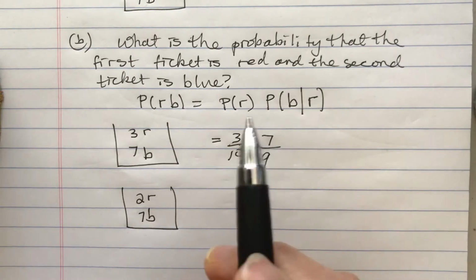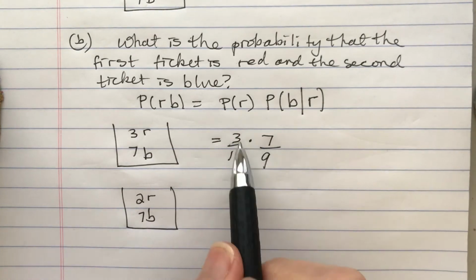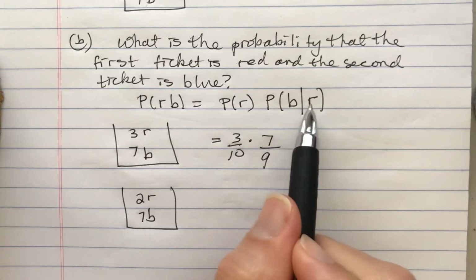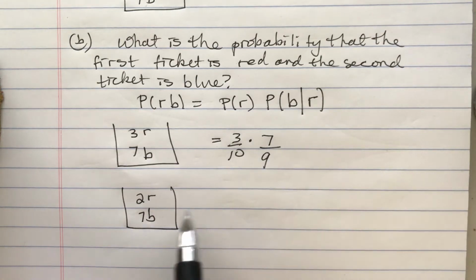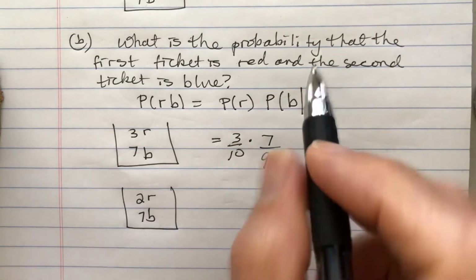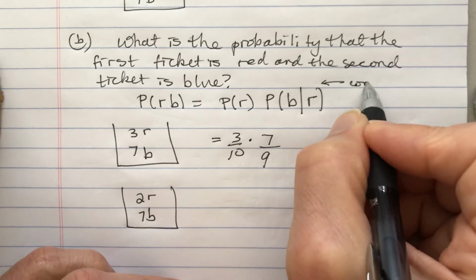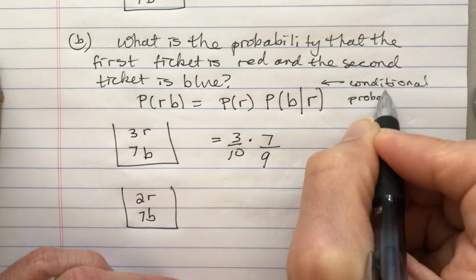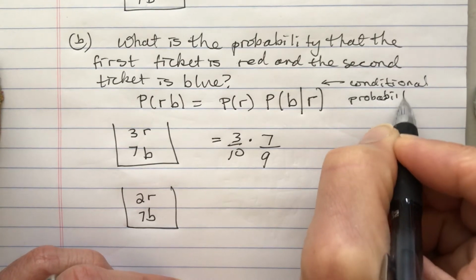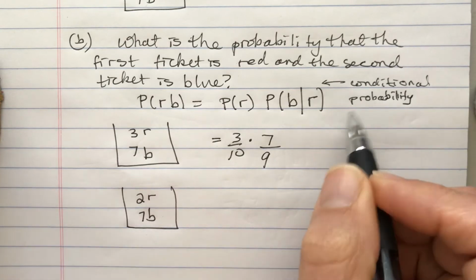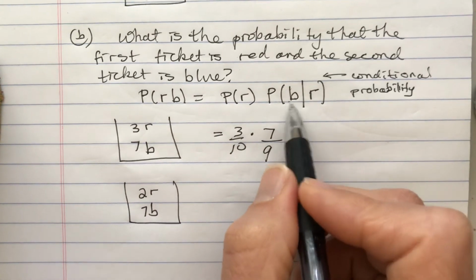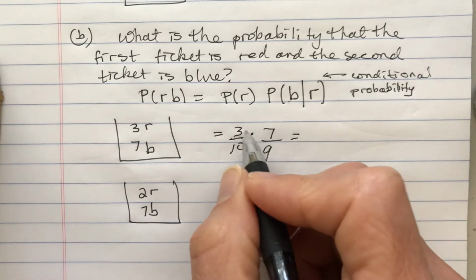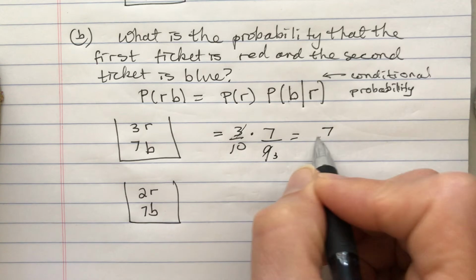So what you do is multiply the probability the first thing happens, which is pulling a red out, that's 3/10, times the probability of the second thing that happens, which is getting a blue. But we write conditional probability because in this case, the likelihood of getting a blue changes from the first box because we already took a red out. Now, there's some reducing of fractions, and we're going to get 7 over 30.